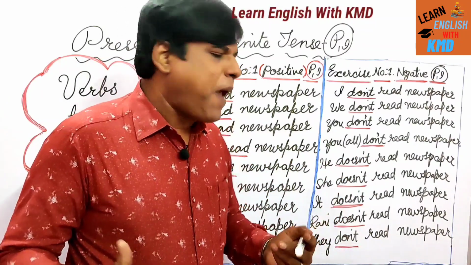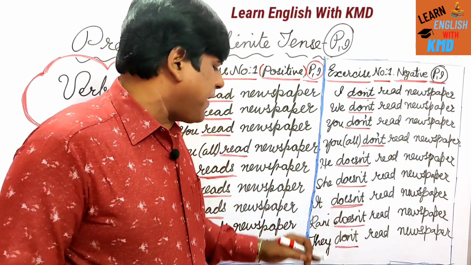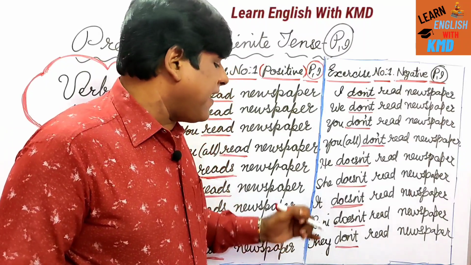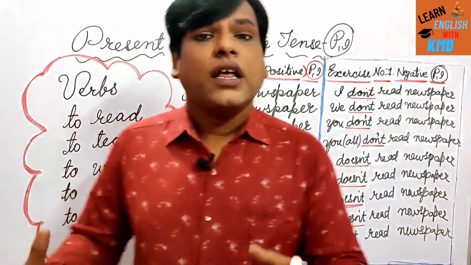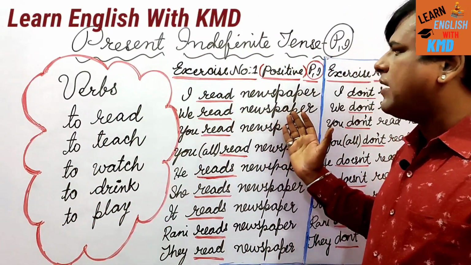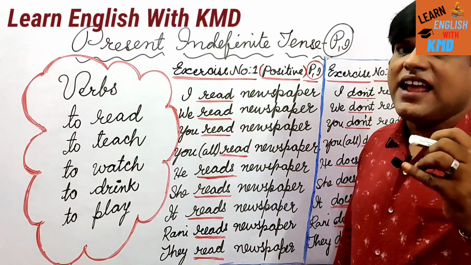He doesn't read newspaper. She doesn't read newspaper. It doesn't read newspaper. Ronnie doesn't read newspaper. And they don't read newspaper. Well, we're done with exercise number 1, positive, and we're done with exercise number 1, negative.